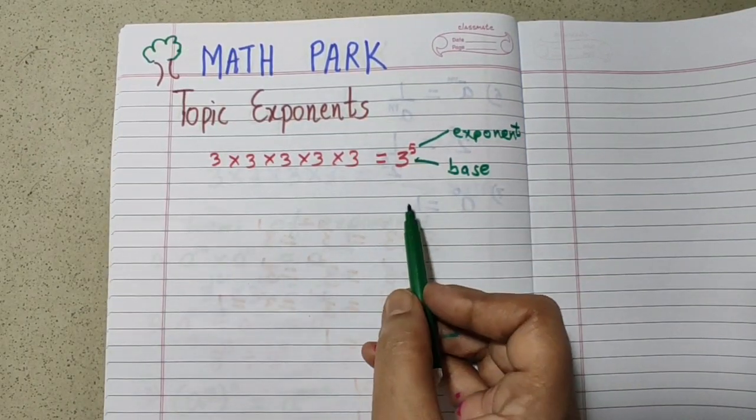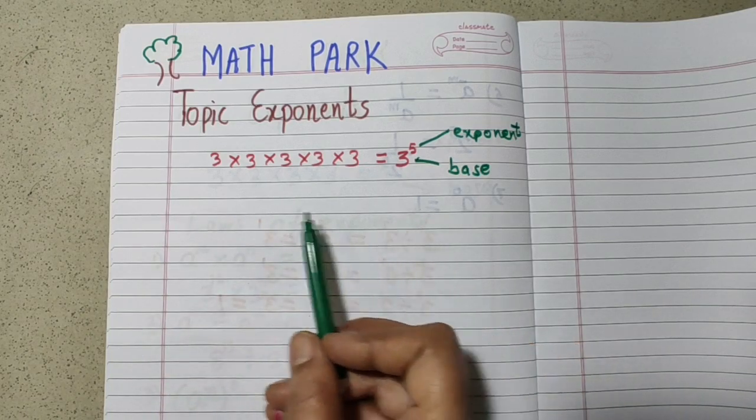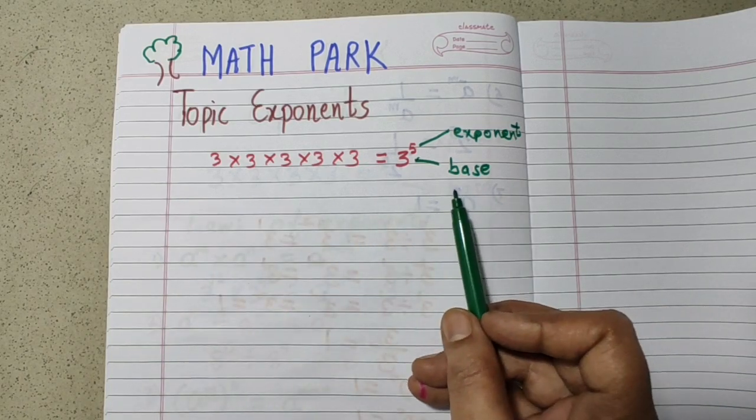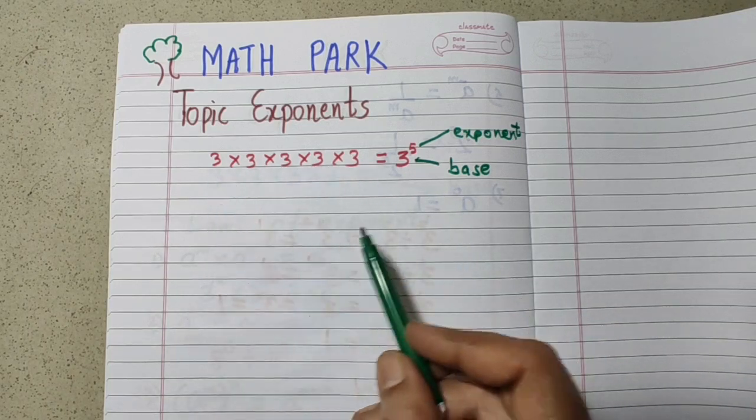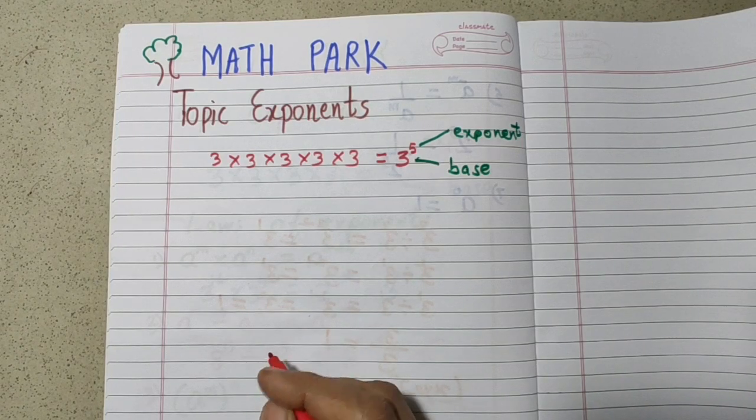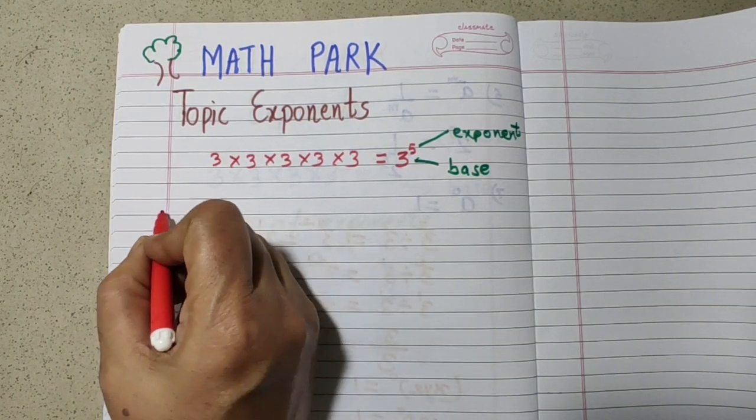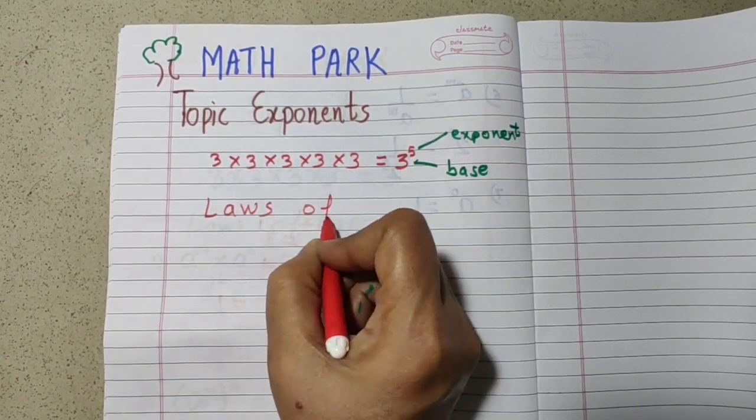Okay, why do we have to learn this? Say if you have a number which is being multiplied 20 times, it becomes very tedious to write that number. So this is the precise, shortest way of writing big, huge numbers or even very small numbers, which we are going to learn in our next video. Now let us start with this topic. First we understand what are laws of exponents. So we start with the laws of exponents.